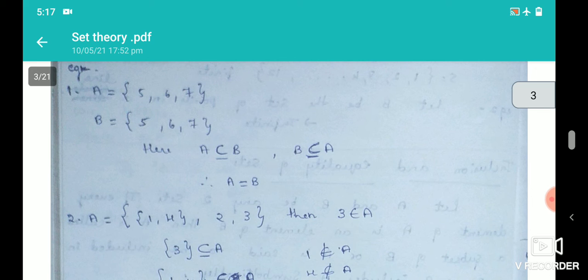Okay, consider example A equal to {5, 6, 7}. Similarly B is equal to {5, 6, 7}. Hence A is a subset of B and similarly B is a subset of A. That means all the elements of A are in B and all the elements of B are in A, then we call A equal to B.